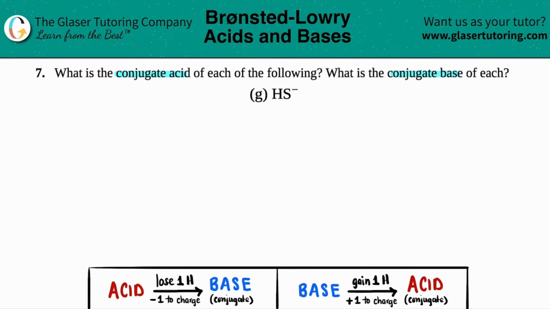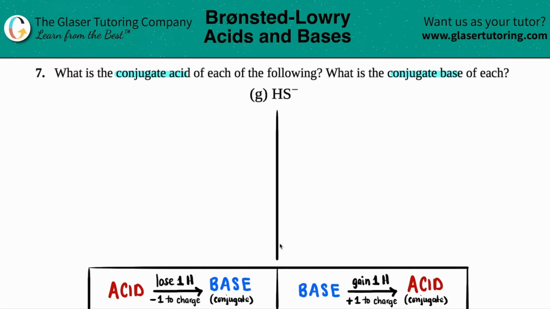Now, if you're finding both the conjugate acid and the conjugate base from one ion, that means that this ion can act as either an acid or a base. If it's acting as an acid, you could find a conjugate base. And if it's acting as a base, you could find its conjugate acid. If a molecule or an ion can act as both an acid and a base, it's called amphoteric. But all we have to do for now is just find out what those conjugates are.